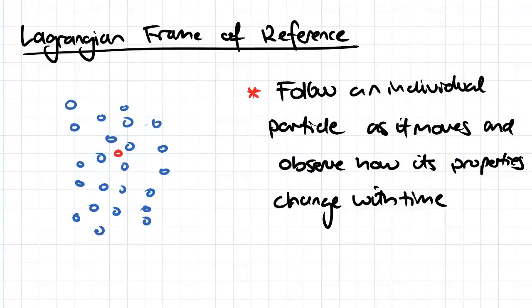If we're describing a fluid in a Lagrangian frame of reference, we're looking at one individual particle and we're considering its change in properties as it moves.